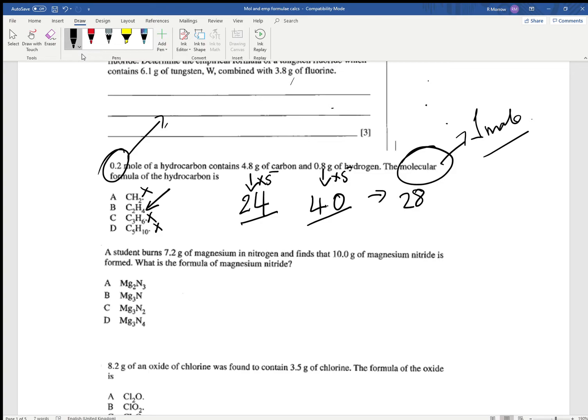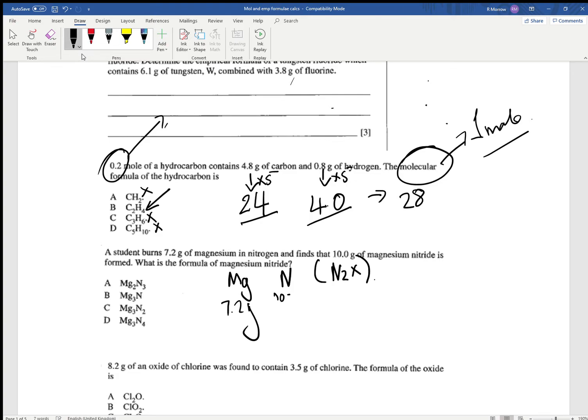Right, let's look at the next one. We've got magnesium and we've got nitrogen. Again, remember this is nitrogen atoms that we're talking about, not nitrogen N2, which you're very used to talking about. So in the compound, the nitrogen is as a nitrogen atom, not as a nitrogen molecule. We've got 7.2 grams. A student burns 7.2 grams of magnesium in nitrogen and finds that 10 grams of magnesium nitride forms.